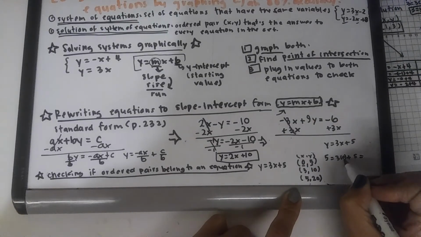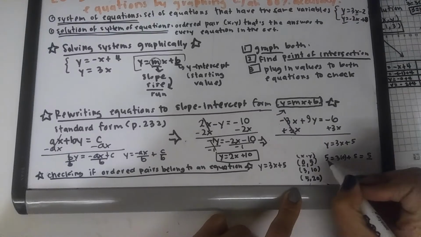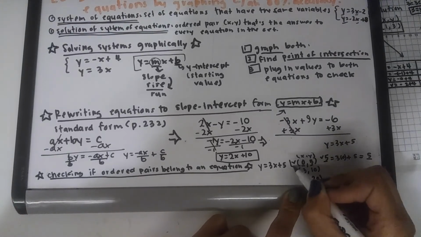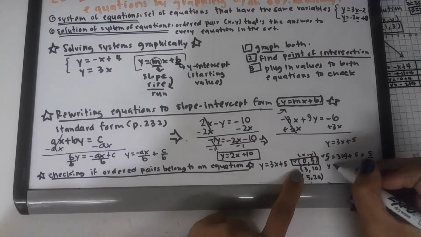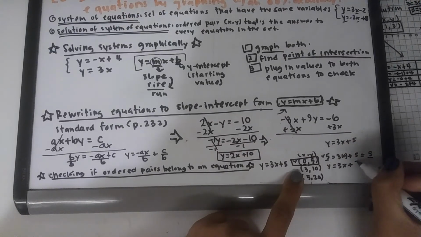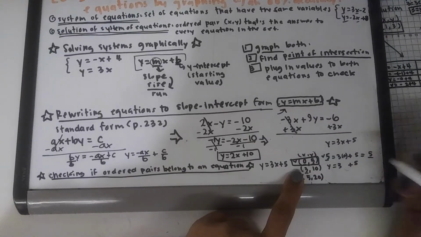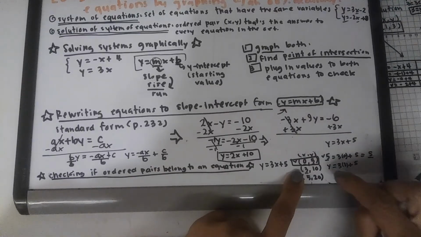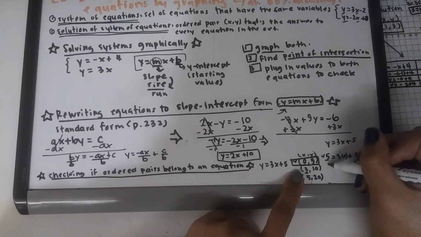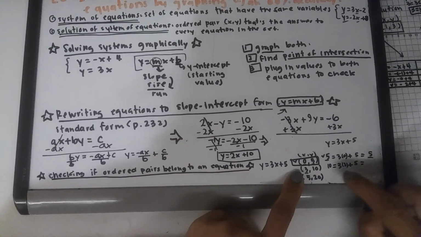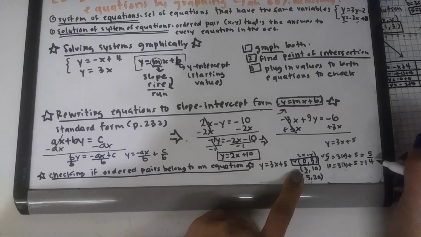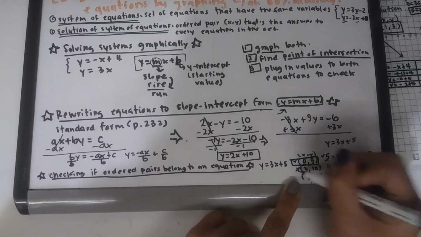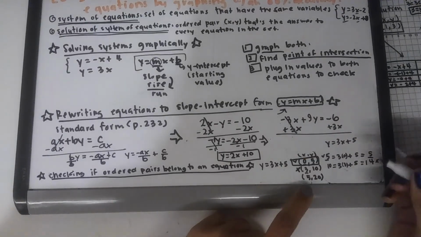So 3 times 0 is 0 plus 5, that's 5. So 5 equals 5. Yep, check. So this one works. Okay. And then I'm going to the next one. So I'm going to write y equals 3x plus 5. My x value is 3, so I'm going to erase that, write 3 right there. My y value is 10, so I'm going to erase that, write 10 right there. 3 times 3 is 9 plus 5, that's 14. Is 14 the same as 10? Nope, that doesn't work. So this one doesn't work. Okay, it doesn't belong to that equation.